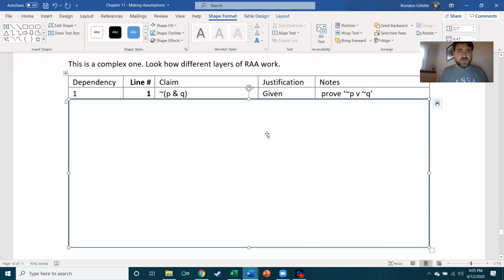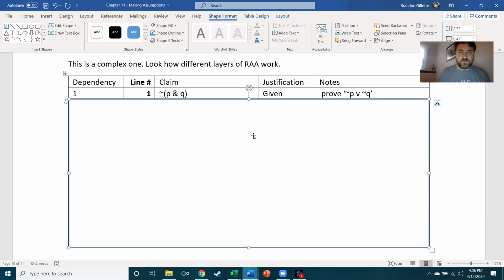Okay, so one of the requests that I had for walking through a proof was this one here in chapter 11 of the textbook. You can go into the book and find it. But the idea is that we're going to be proving one of De Morgan's laws, right?